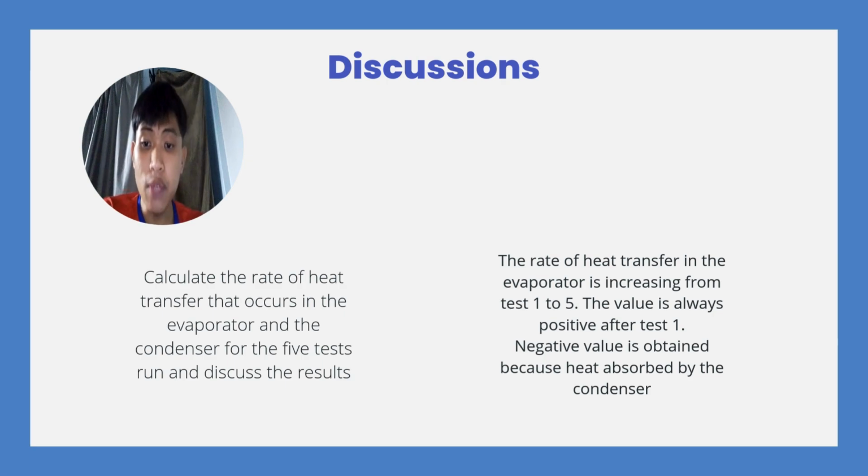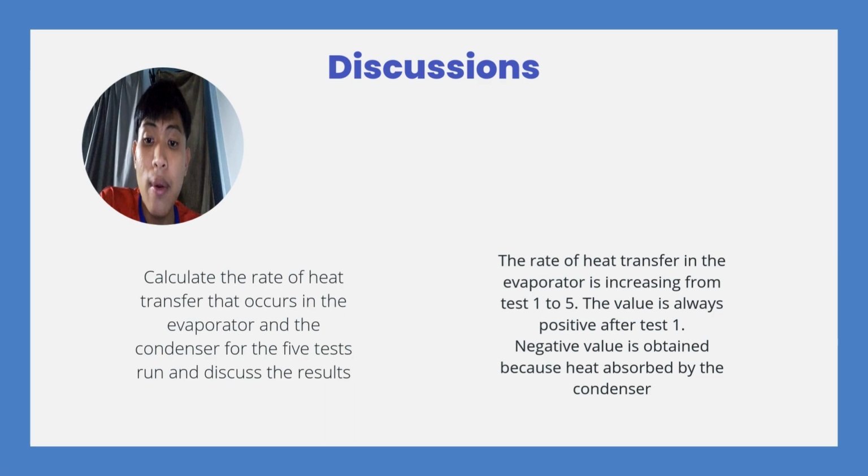Okay, thank you, Hanis, for the explanation. So, as we can see from the table from the previous slide, we can now answer the discussion. Calculate the rate of heat transferred across the evaporator and the condenser for the 5 test runs and discuss the result.